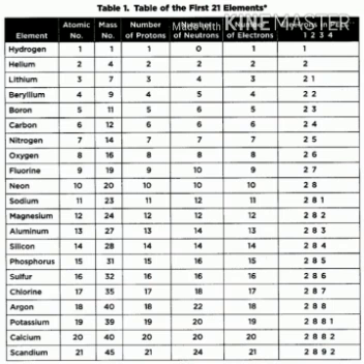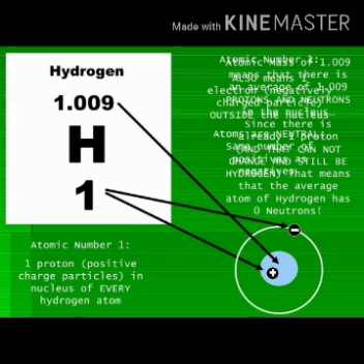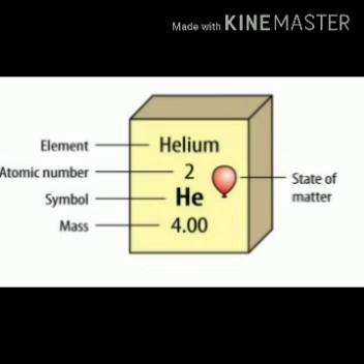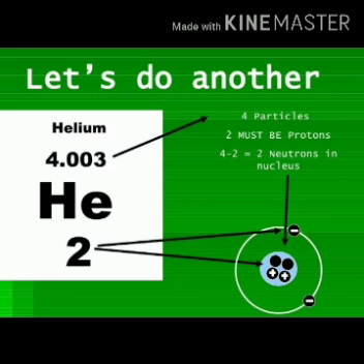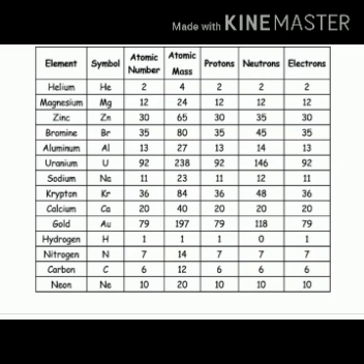Let us take an example of hydrogen. Hydrogen has one electron. Therefore, its atomic number is 1. Similarly, if we take the example of helium, the number of electrons in helium is 2. So, its atomic number is 2. So, this rule is followed to identify the atomic number of all the elements.